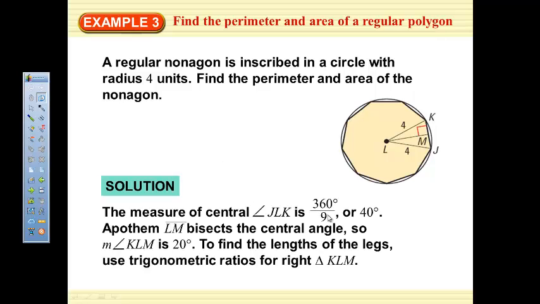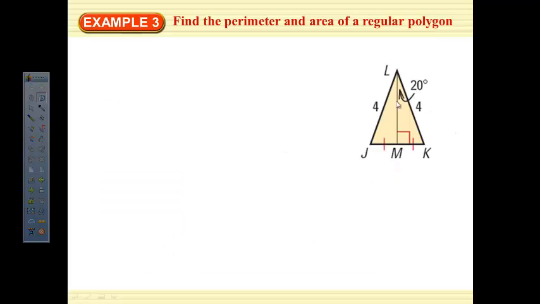So watch. First of all, 360 divided by 9 is 40. That's this angle right here. We know that half of that is 20, so this angle right here is 20. So now you're going to use trig ratios to find this. Well, they did it differently. They used the 20. I used the 70. I think it's easier that way. They used sine of 20 to find this side, and then they used cosine to find this one.